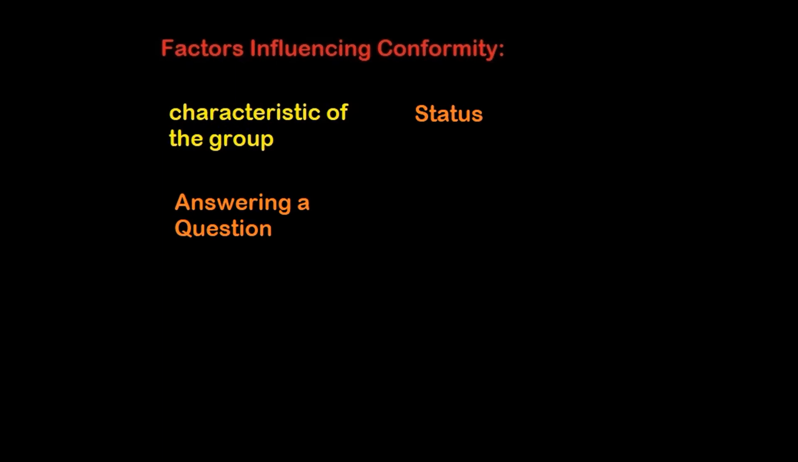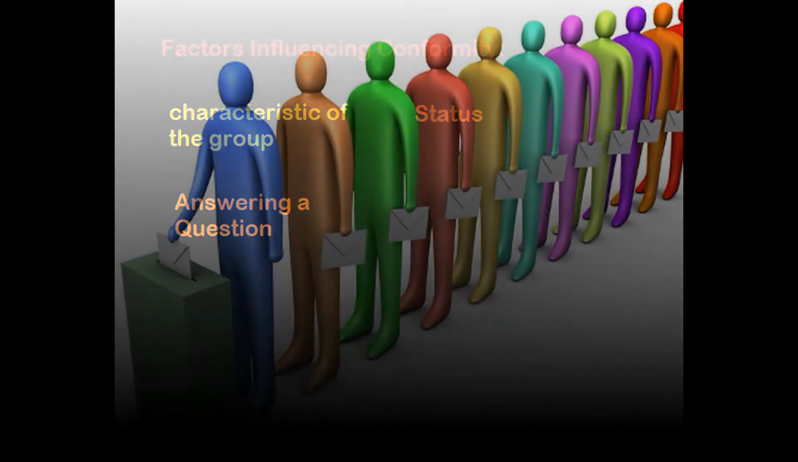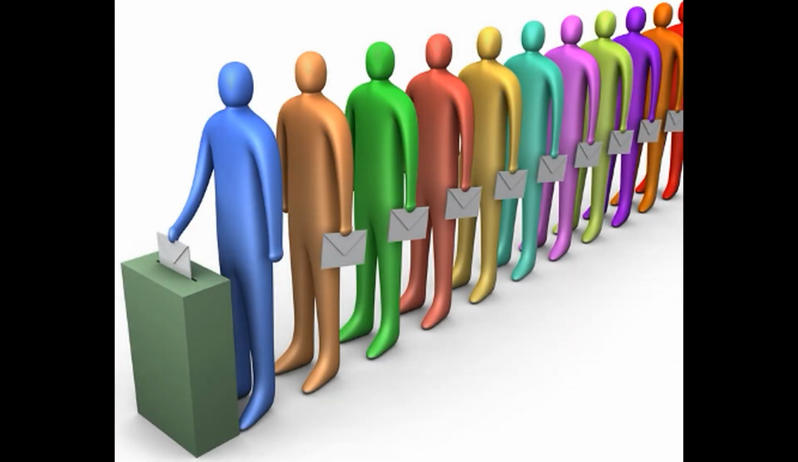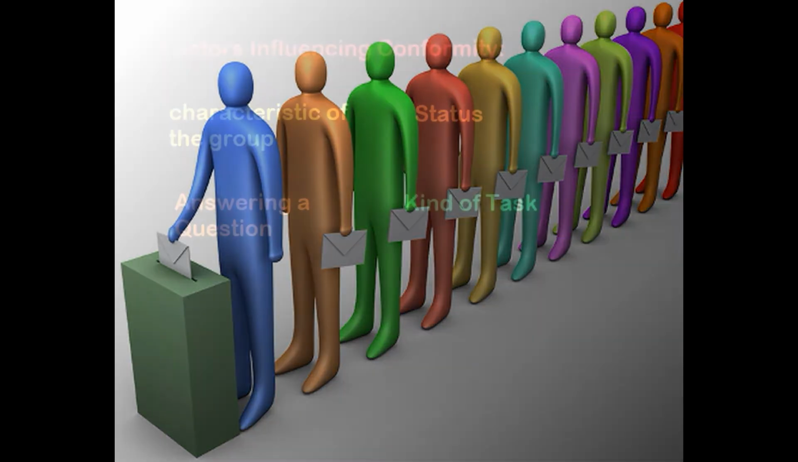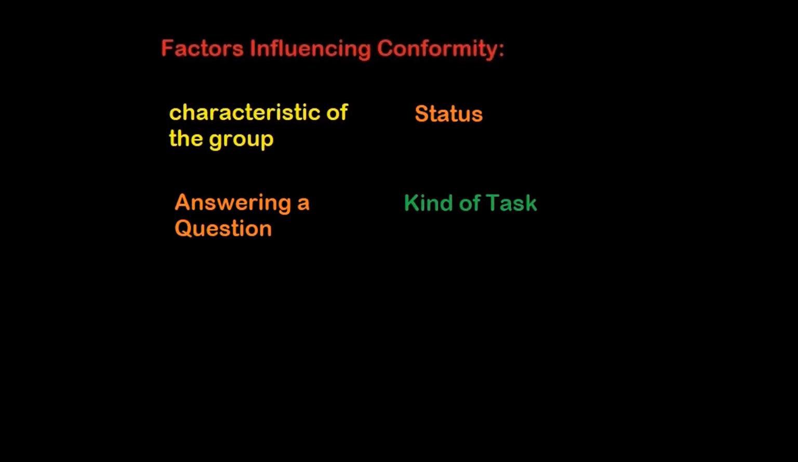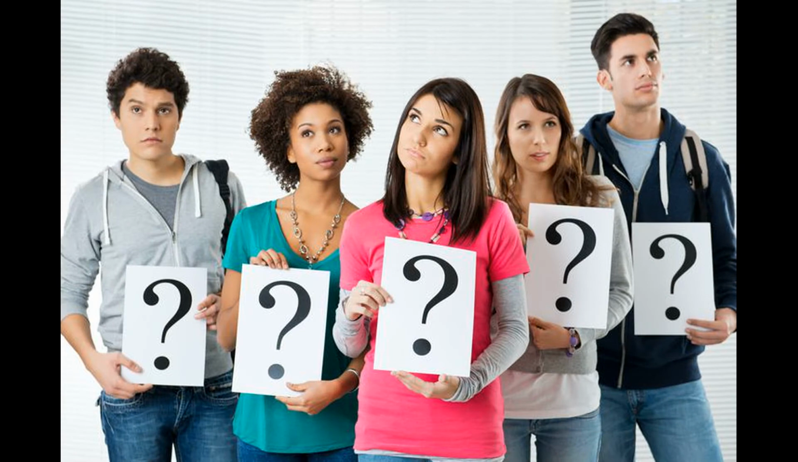Also, when answering a question, the person answers depending on the situation. For example, voting for class president. When the majority picks one person, it is more likely that the rest will vote for the same person. The kind of task. For example, when students are doing a group project, conformity happens when choosing what and how they are going to begin the project.